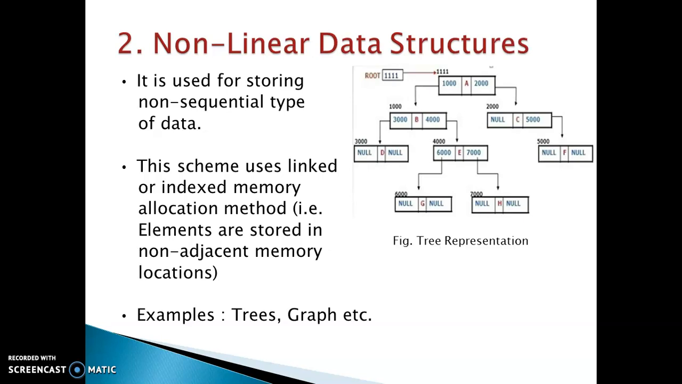Now this is a diagram of tree. In this we can see that these are the different elements. Our first element is A, which is stored at location 1111, and second element is stored B, which is stored at location 1000, and another element, say C, is stored at location number 2000, and so on. So just by looking at the diagram we can recognize that all the elements are stored at memory locations which are non-contiguous or non-sequential. So this is what non-linear data structure is.